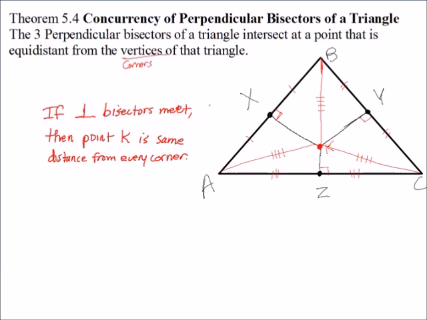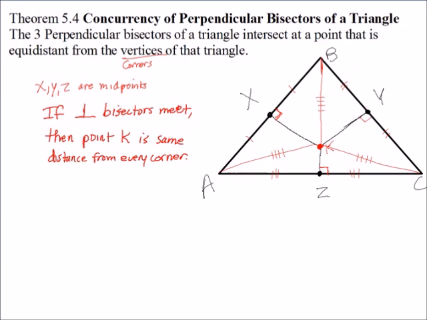Okay? So if perpendicular bisectors meet, X, Y, and Z are midpoints. Since these are midpoints and they are meeting at perpendicular angles, they're going to meet at point K. I'm telling you that point K is going to be the same distance from each one of the corners, A, B, and C. So if perpendicular bisectors meet at a point, that point is going to be the same distance from A, B, and C.